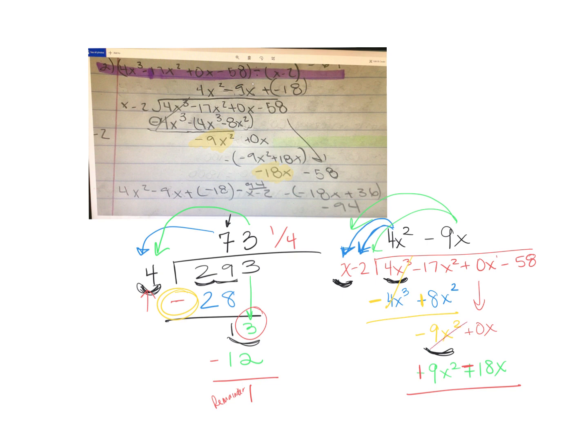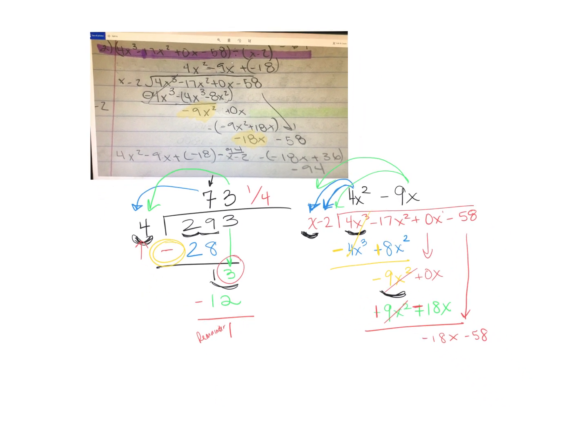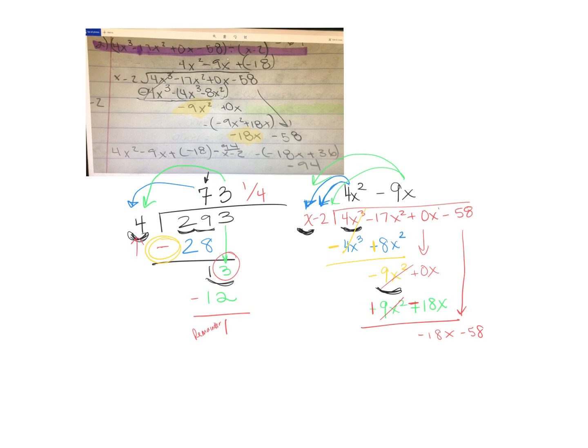So the 9x squared and negative 9x squared cancel. We're left with negative 18x. I bring down negative 58, and again, I start that process again. So I say x times what makes negative 18x? It'll be negative 18. I take that negative 18 and distribute it with x. That makes negative 18x. Distribute it with that minus 2. It makes a positive 36. And I'm going to, again, change my signs here. So plus 18x minus 36.